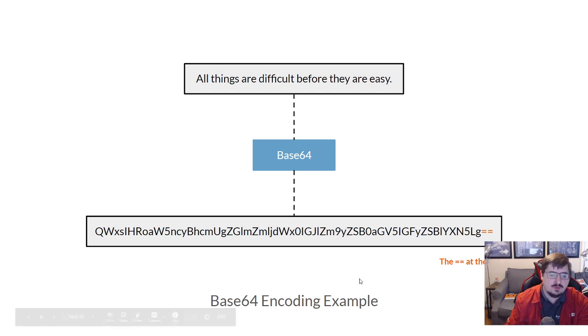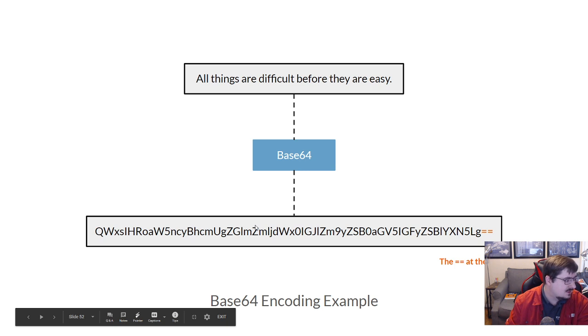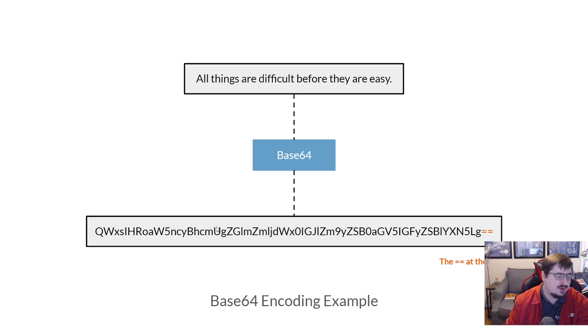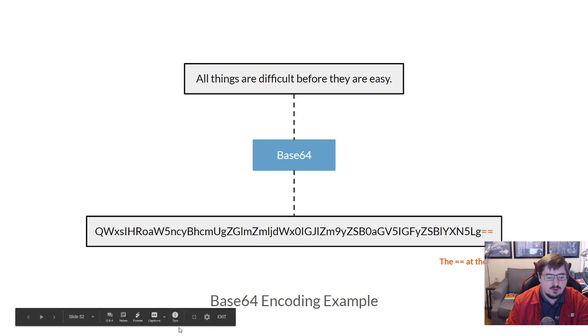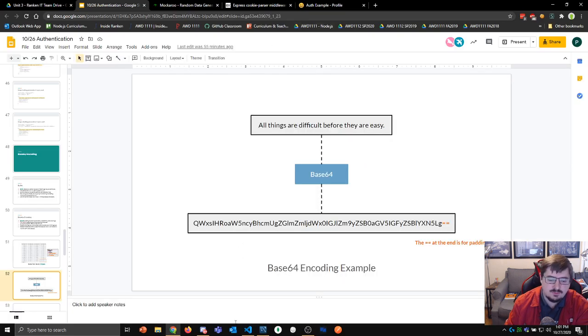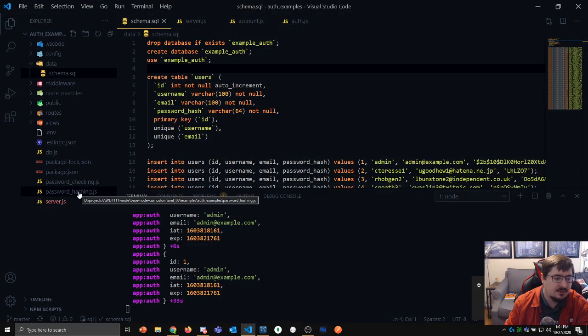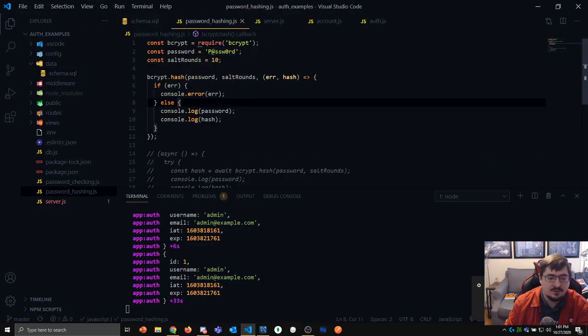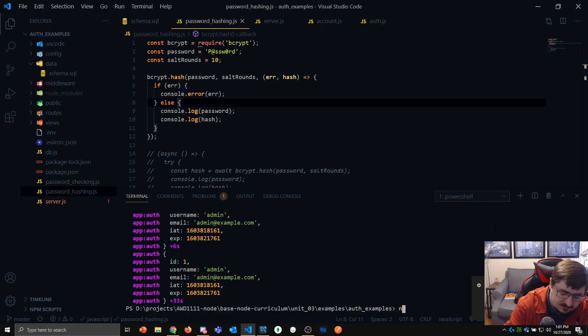The thing I want you to get out of this is that if you see something like this, then you know that that's Base64 encoding going on. That's the big thing, to recognize it when you see it. So let me go into the example we were looking at yesterday, password hashing, and I'm going to kill my server here. Nodemon.